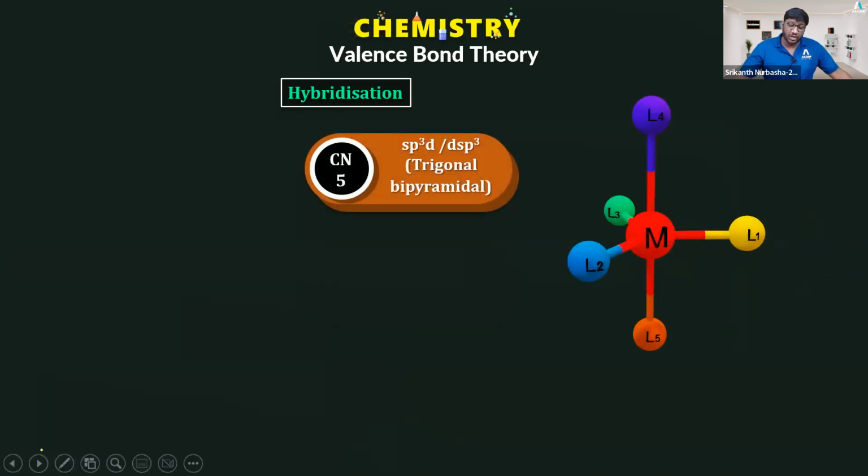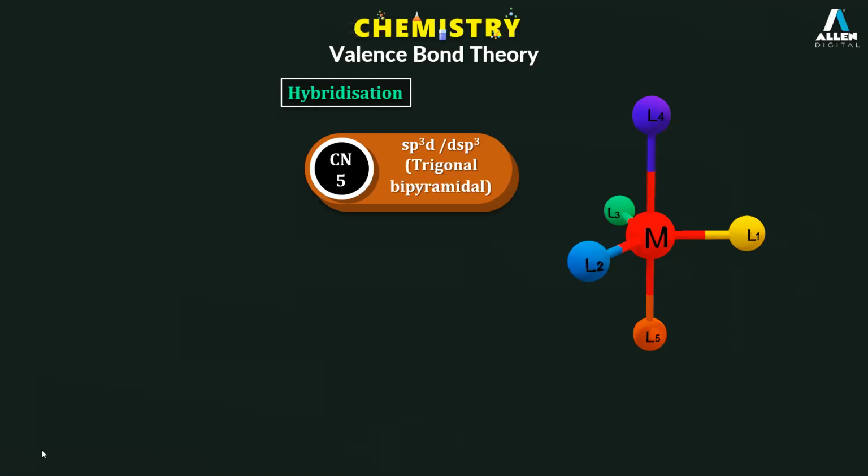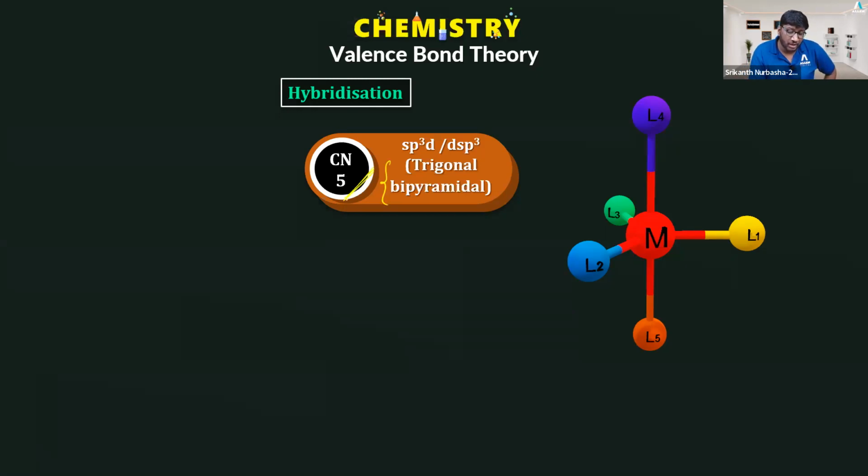sp3d or dsp3, what is the possible shape? Trigonal bipyramidal. sp3d or dsp3, trigonal bipyramidal is going to be your geometry. Coordination number would be 5 because we have 5 hybrid orbitals. And this is going to be your minimum repulsion stage.